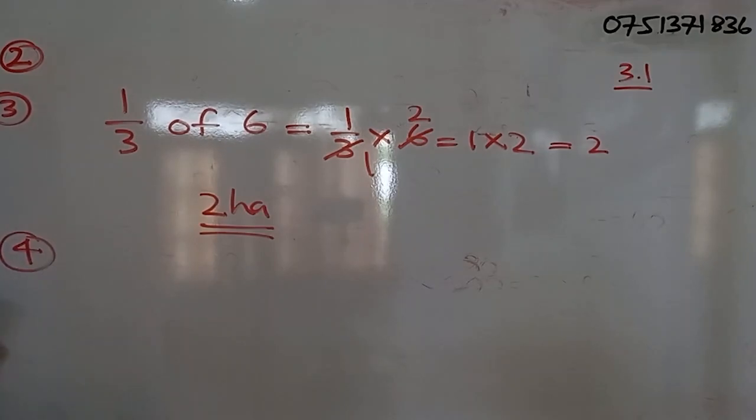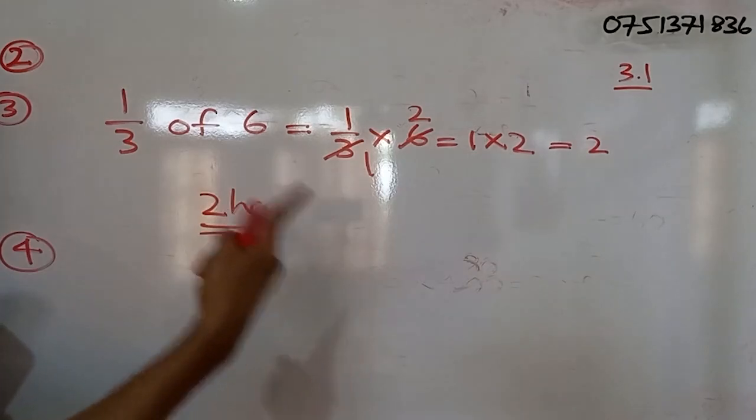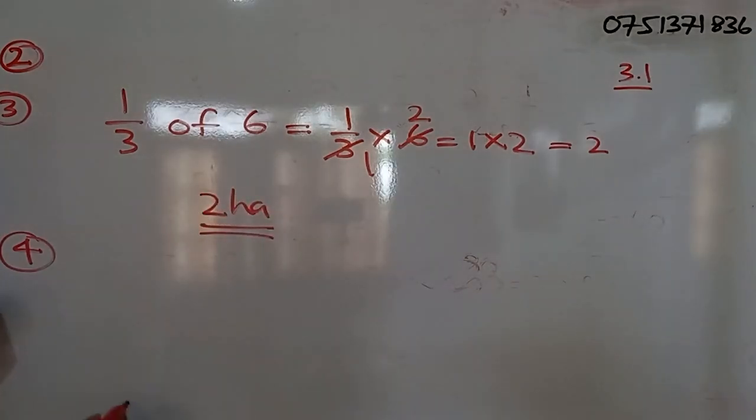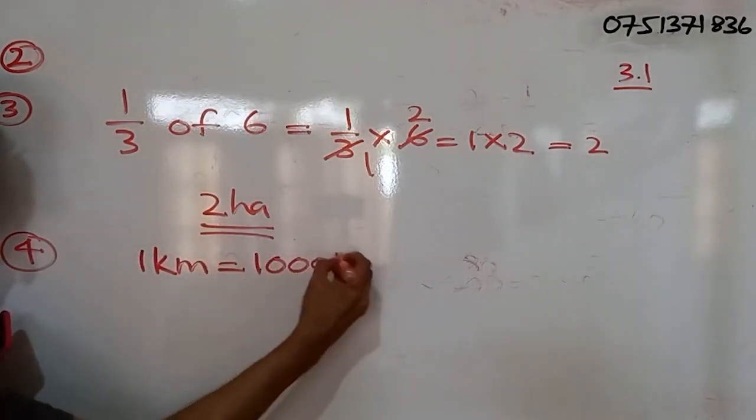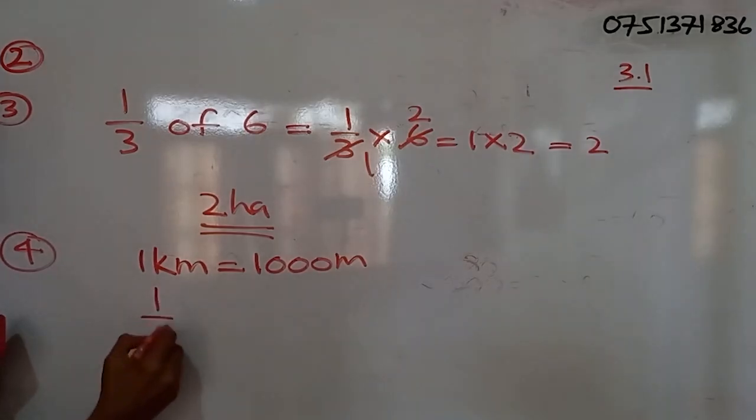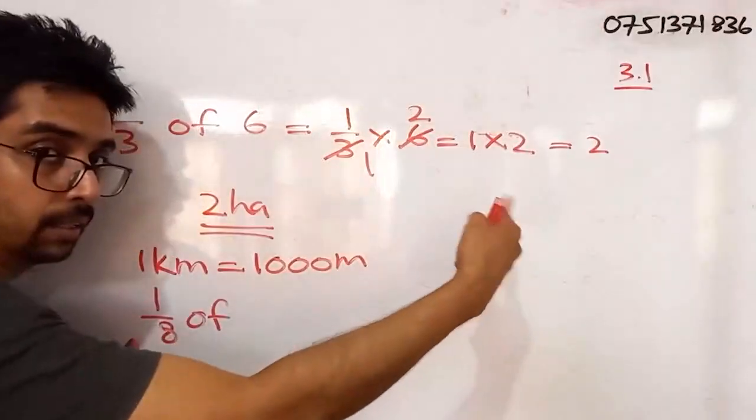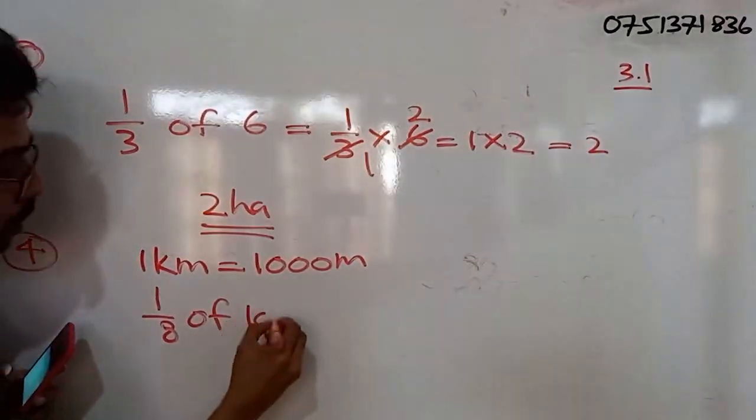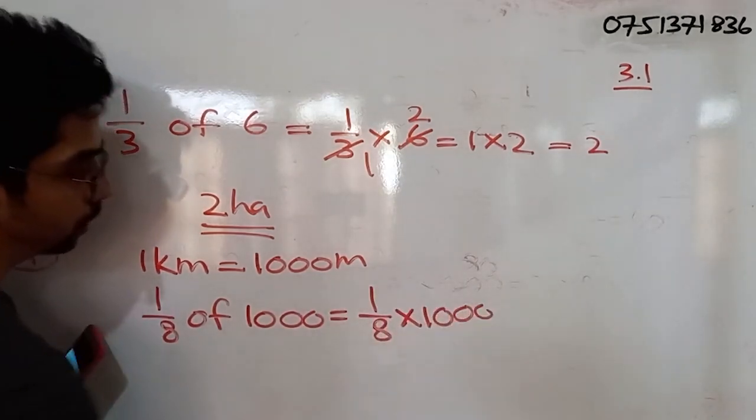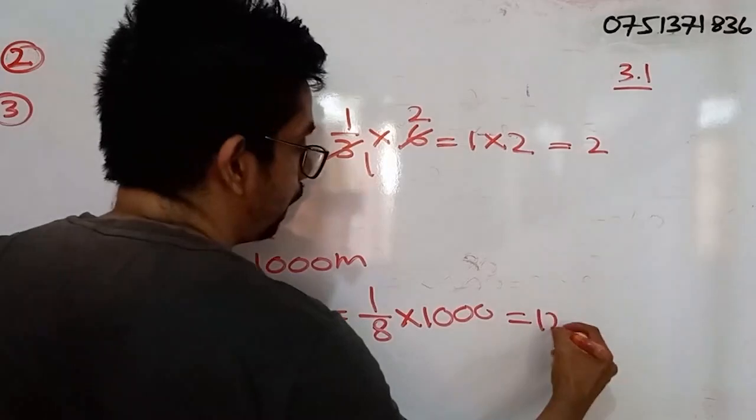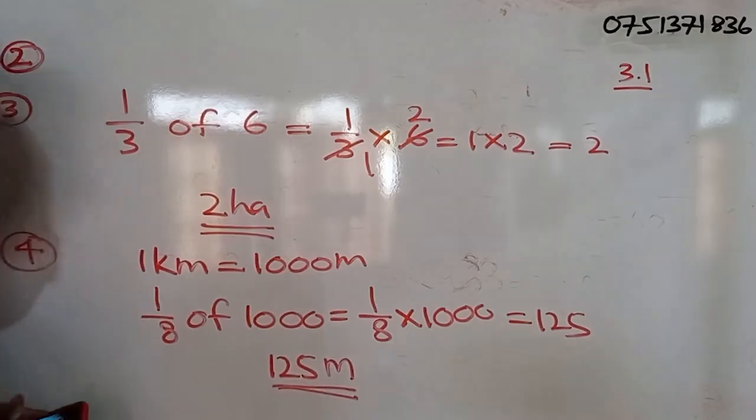Part 4. How many meters is 1/8 of 1 kilometer? So we know 1 kilometer is equal to 1000 meters. Then 1/8 of 1000 meters. So 1/8 into 1000, that is 125. So the answer is 125 meters. අපිට මේක එන්නේ meters වලින්නේ.